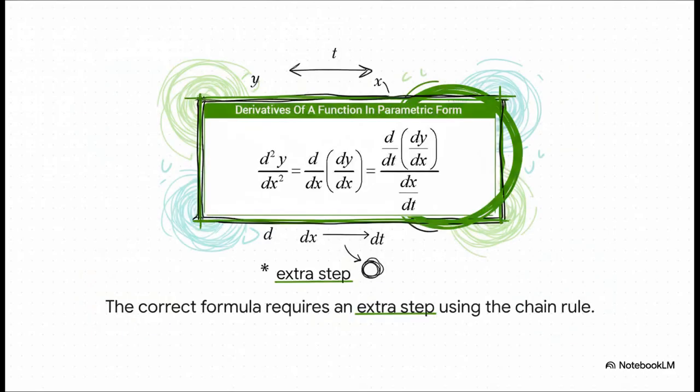So, what is the right way? Well, this slide shows us the real deal. The second derivative is the derivative with respect to t of the first derivative that you already found. All of that divided by dx/dt again. You see that? That extra division by dx/dt at the end, that's the crucial step everyone forgets.